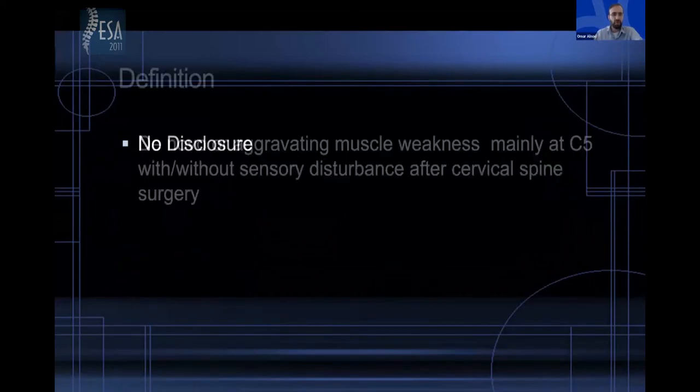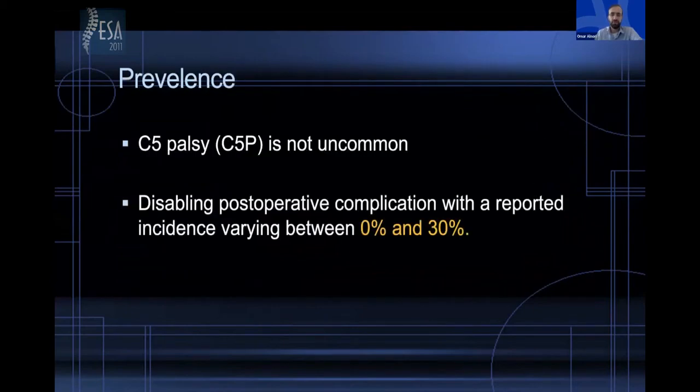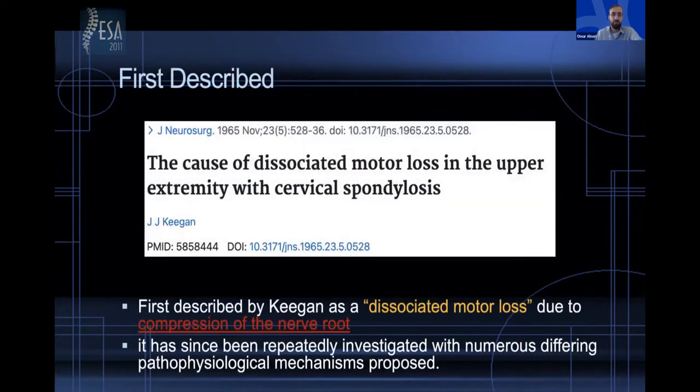I have no disclosure. So what's the definition of C5 palsy? It's de novo aggravating muscle weakness at the level of C5 with or without sensory disturbance after cervical spine surgery. C5 palsy is not uncommon, but it is the most disabling postoperative complication, with a prevalence between 0 to 30% in the literature.